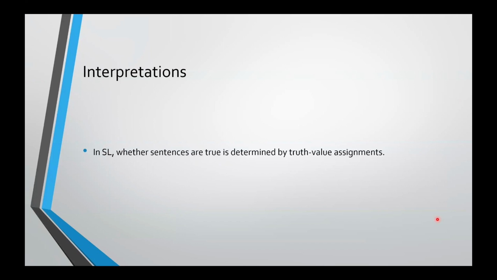In PL, because the sentences are built up from smaller parts, we need something more complex to determine their truth values. These more complex things are interpretations. And what they do is they give meaning to all the parts of the sentences, predicates, constants, and so on and so forth. There are two types of interpretations, formal and informal.